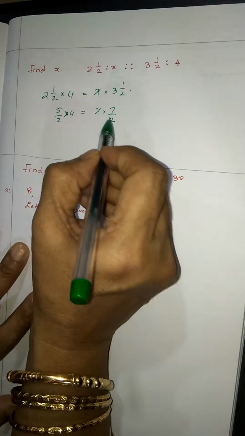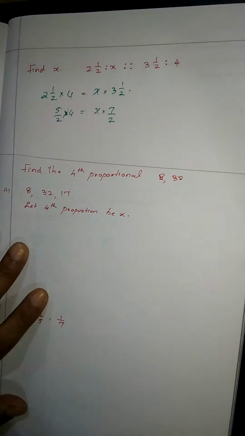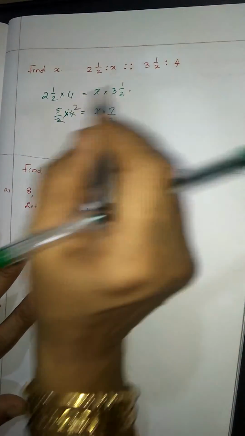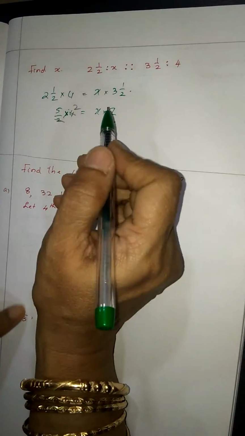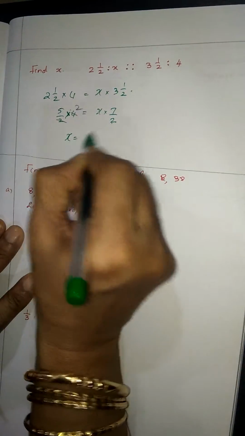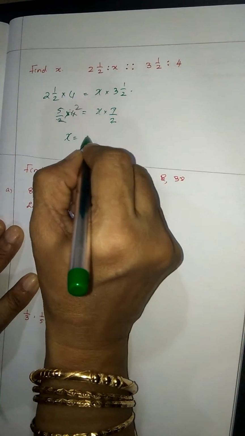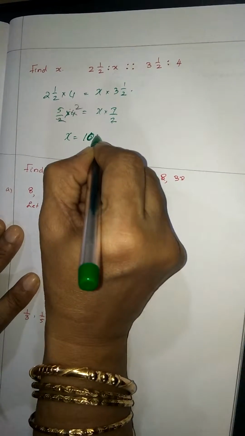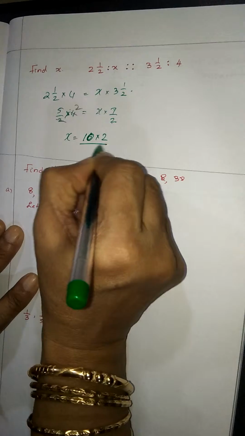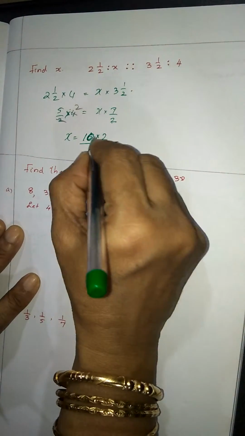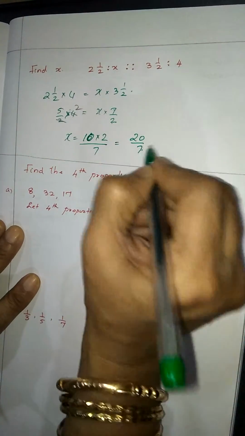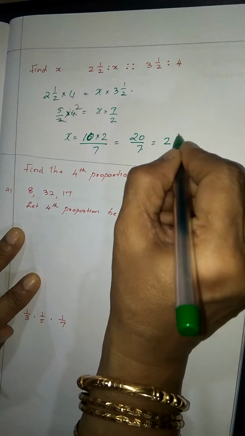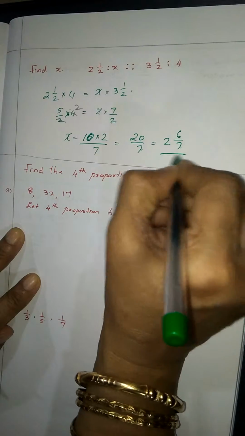So we have to find the value of x, so we can cross multiply. So this 4 and 2 will get cut. So 5 into 2. So x is equal to, this 2 will go here and 7 will come down. So 5 into 2 is 10, into 2 by 7. So that is equal to 20 by 7. So 20 by 7 is 2 6 by 7, which is the answer.